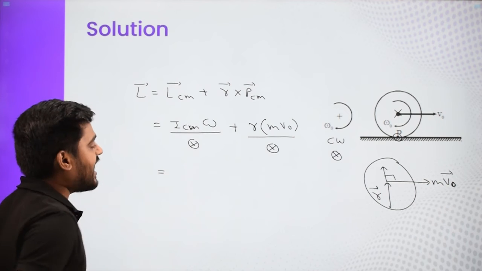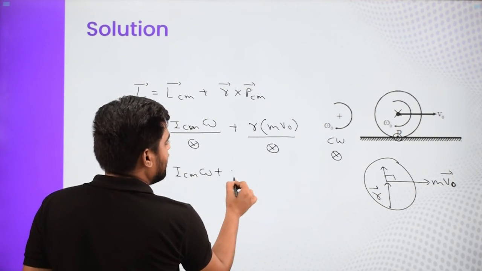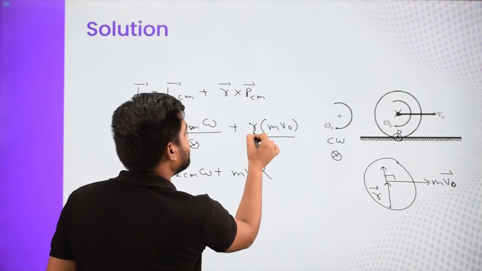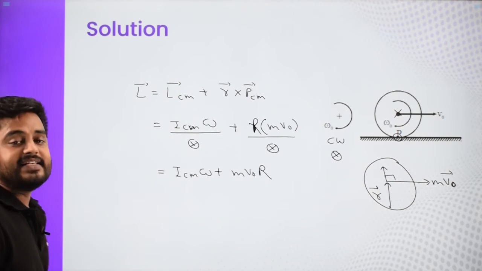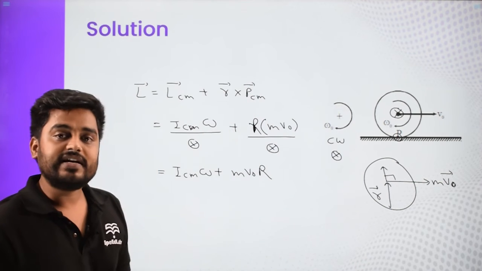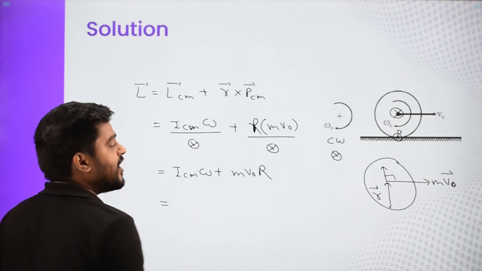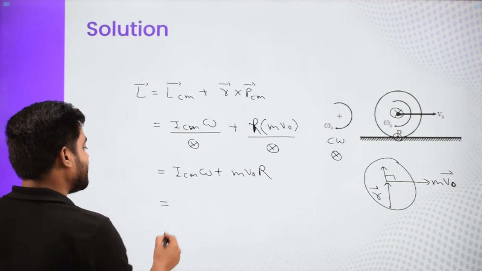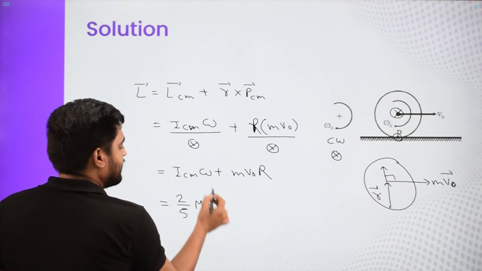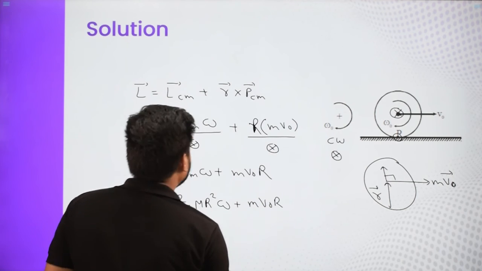So it is nothing but ICM omega plus mv0 R, where radius is capital R. I am substituting that. Now, what is ICM? Moment of inertia about center of mass. This was a solid sphere. For a solid sphere, the moment of inertia about an axis passing through its center is given by 2 by 5 mr square, times omega, plus m v naught r. Now this is the answer.